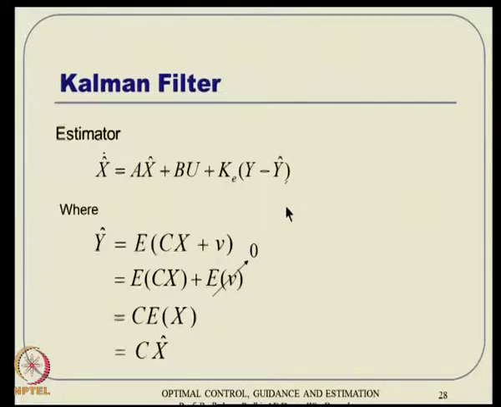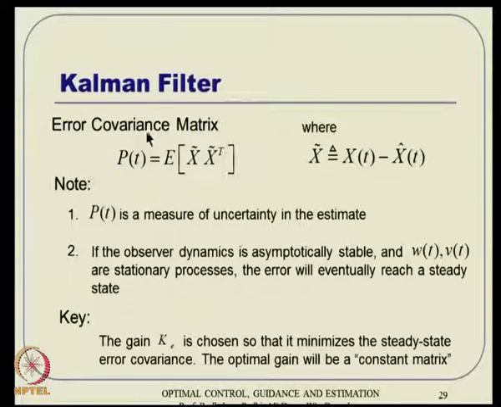Now, the error covariance matrix P of t is the expected value of x tilde times x tilde transpose, where x tilde is as I have already told. We also assume that P of t is a measure of uncertainty in the estimate. Actually, that is the definition. If you take x tilde times x tilde transpose and take the expected value of that, it is nothing but a measure of uncertainty in the estimated states.